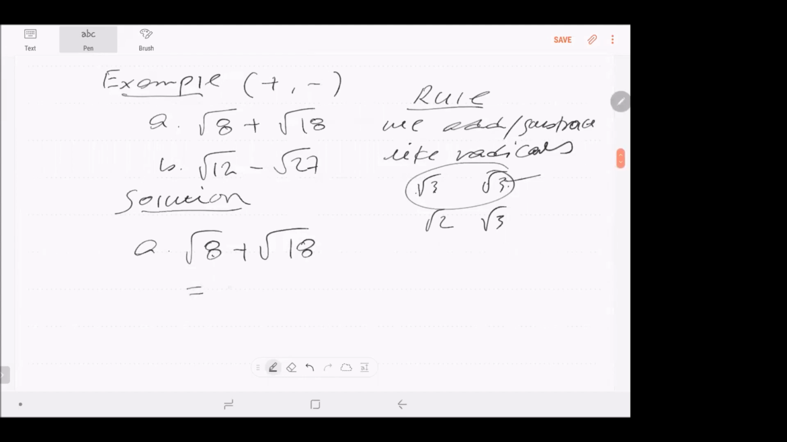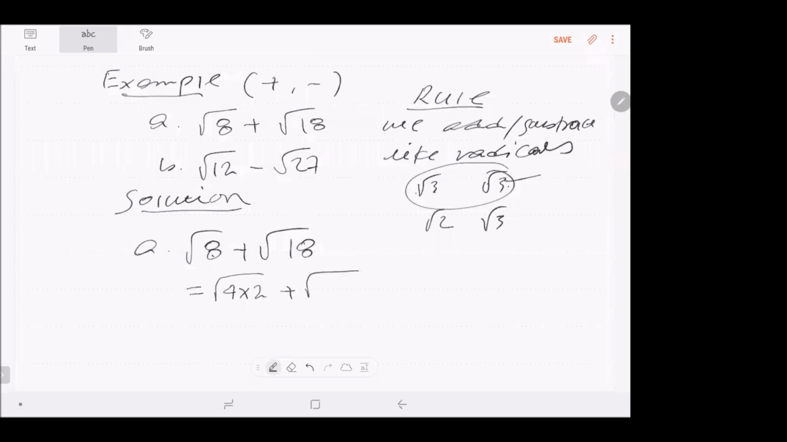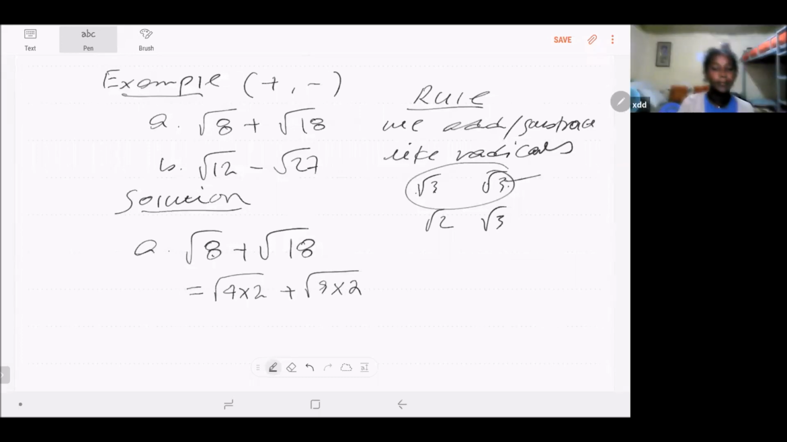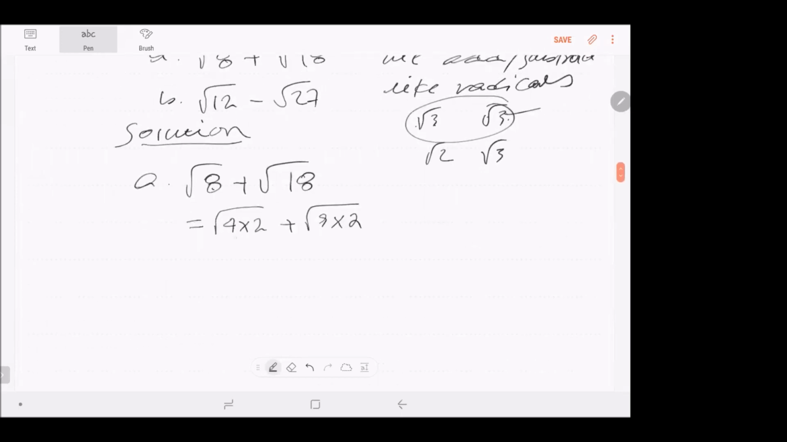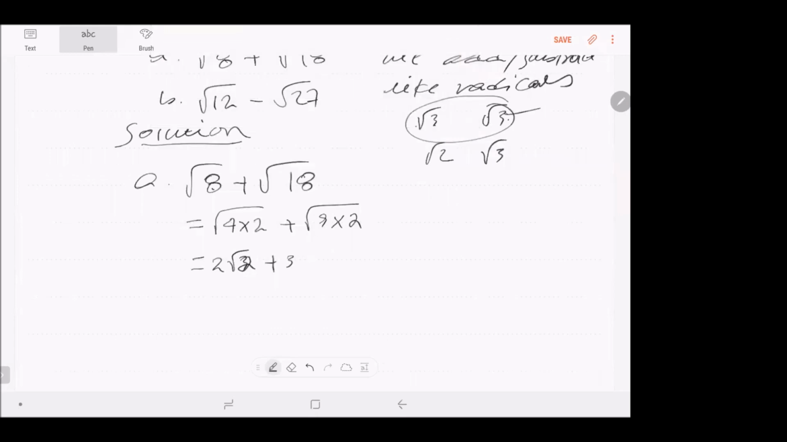So 8 can be written as the square root of 4 times 2. 18 can be written as 9 times 2. So when we extract 4 from the square root, the result will be 2 times the square root of 2, and the square root of 9 times 2 will be 3 times the square root of 2. Now the radicals are like: square root of 2, square root of 2.